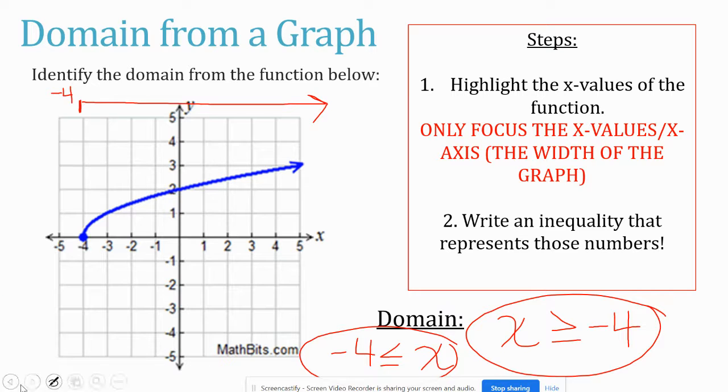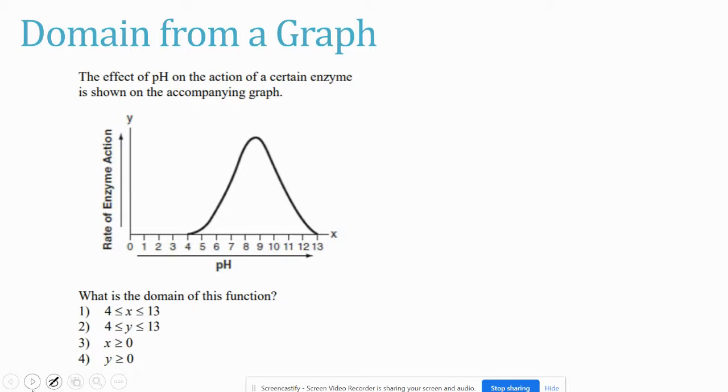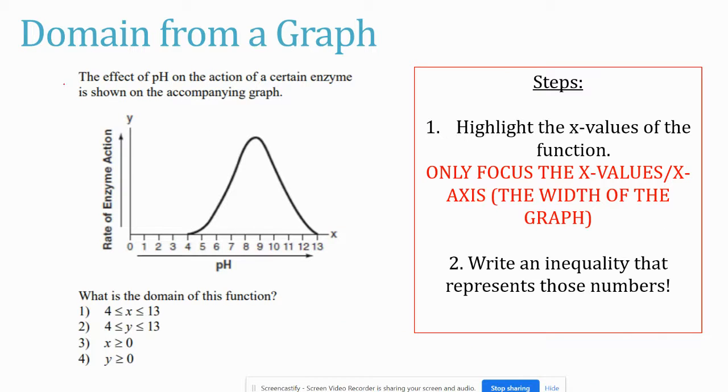Okay, let's look at a multiple choice question that has been seen on the Regents in the past. Same process. It says the effect of pH on the action of a certain enzyme is shown on the accompanying diagram. So we have this pH balance, and we want to identify the domain of this function. So remember, domain are x values only. We're not even paying attention to the y values. So that means we can cross out 2 and we can cross out 4. This is talking about the y values. We're not concerned with the y values, so we're not even going to focus on that.